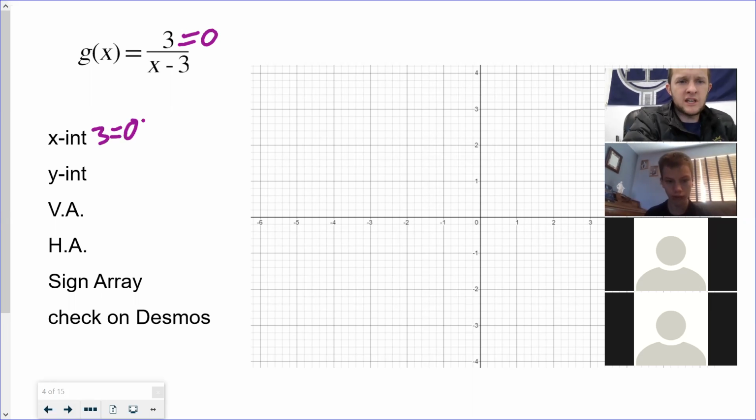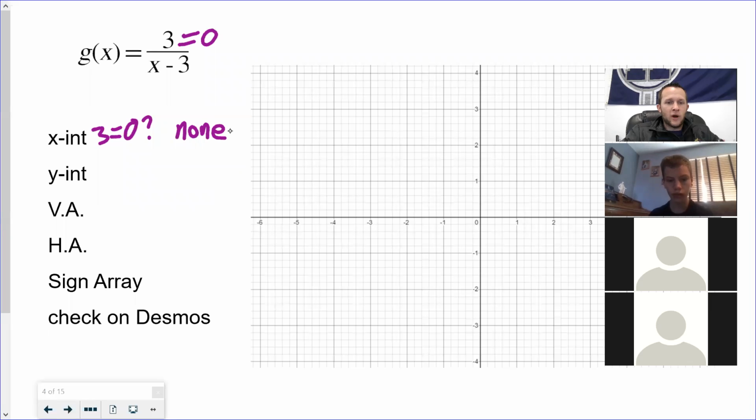Now, does 3 equal 0? Does that make any sense? Can you solve that? No. And if you get something that is a false statement like that, it means there are no x-intercepts. And that's okay. Sometimes there'll be no x-intercepts, sometimes there'll be no y-intercepts, and that's fine. Now to get the y-intercept, I'm going to plug in 0. And if I plug in a 0 right there, I get 3 over -3, which is -1.